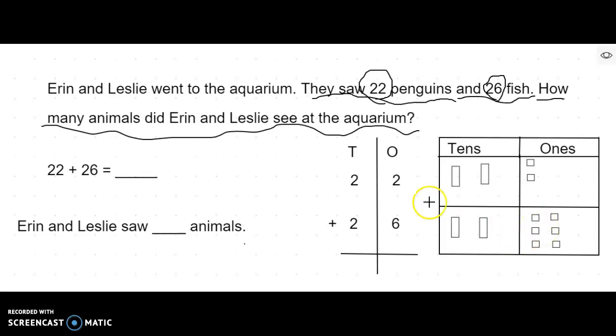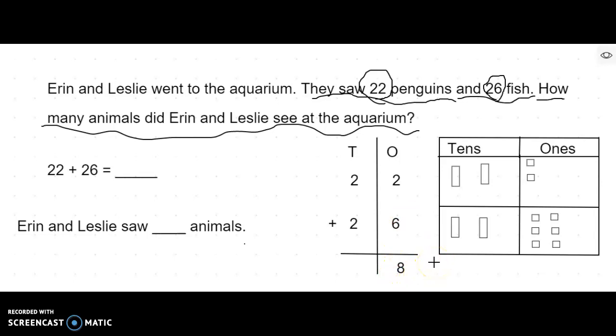So I'm going to add my 1s together first. In 22 I have 2 1s and in 26 I have 6 1s. So my 1s are 2 plus 6. Can you help me add them together? Great. Let's start. Ready now. 1, 2, 3, 4, 5, 6, 7, 8. 2 plus 6 is what? It's 8. Yeah, 2 plus 6 is 8. So 2 1s and 6 1s make 8 1s.